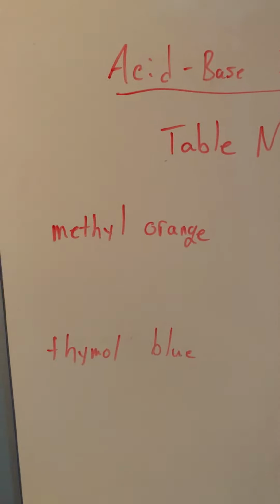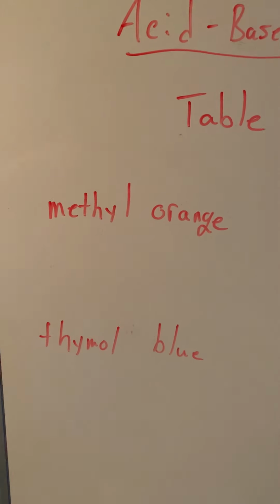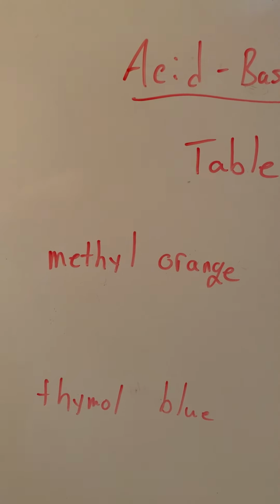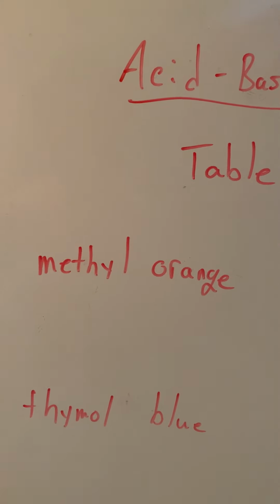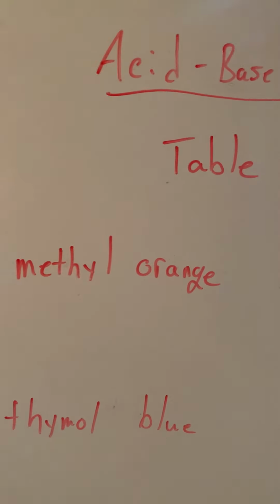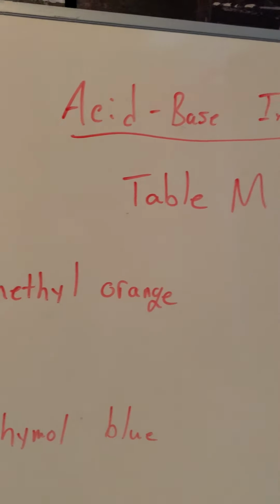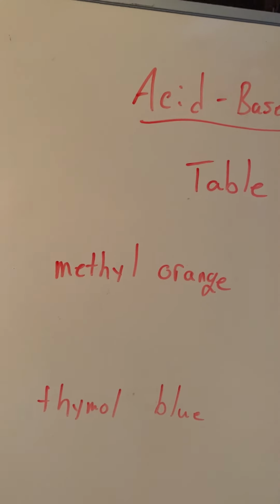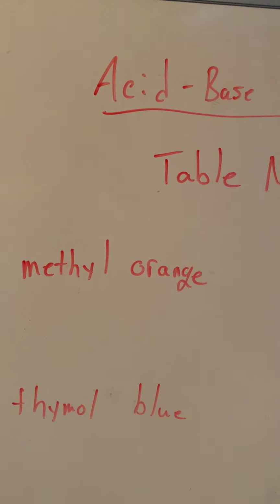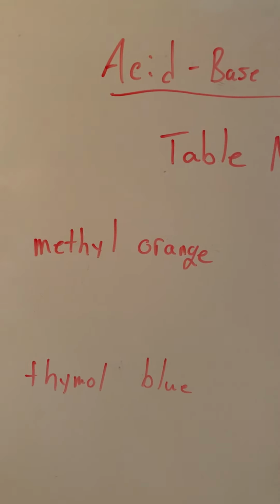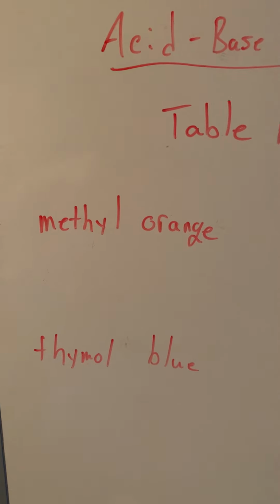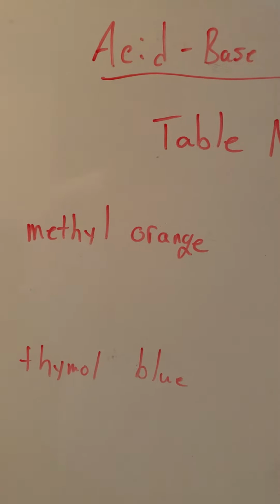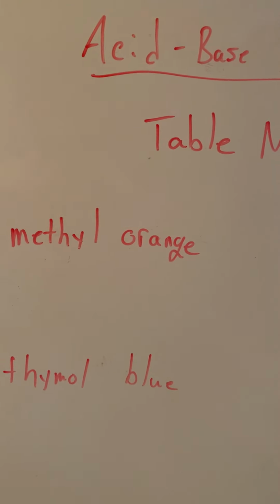So indicators. Methyl orange. If I look at methyl orange on table M, you'll see that there is a pH range of color change for 3.1 to 4.4. You're not going to be asked more than likely about in between those numbers. You're going to be asked on one end or the other. So what that means is that at 3.1 and lower, the color of methyl orange will be red, based on what it says on the reference table. It says red to yellow, 3.1 to 4.4. At 4.4 and higher, it'll be yellow.